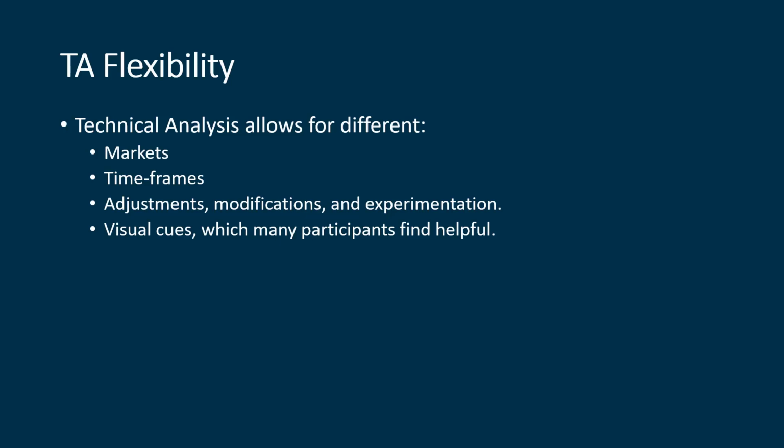A lot of people find that using visual cues, looking at a chart, is very helpful. You can see things unfold. You can look at a picture of things, and that kicks in a different part of your brain, and some people think that that helps make better decisions.